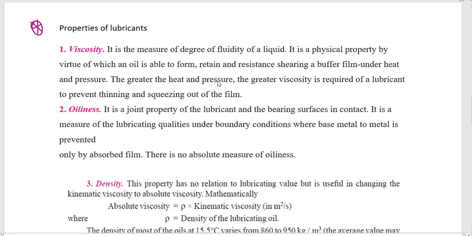The greater the heat and pressure, the greater viscosity is required of a lubricant to prevent thinning and squeezing out of the film.